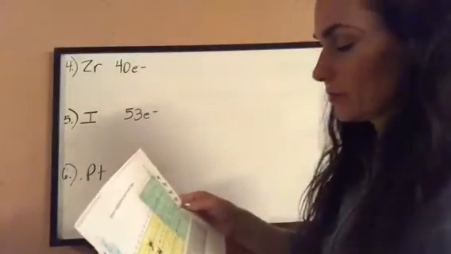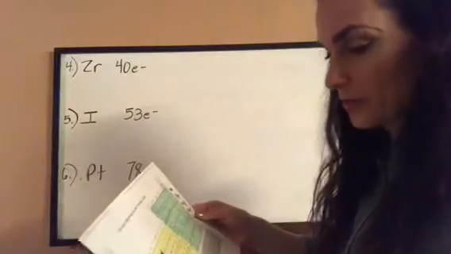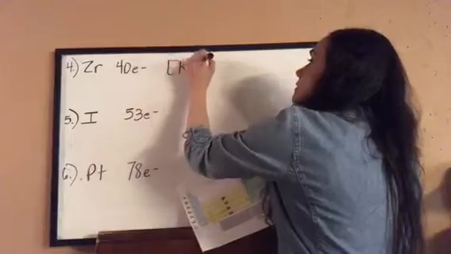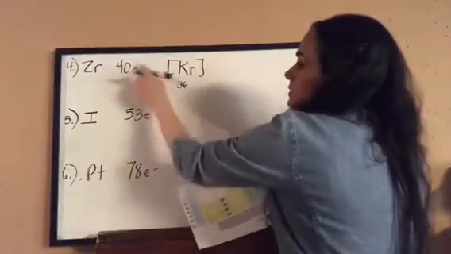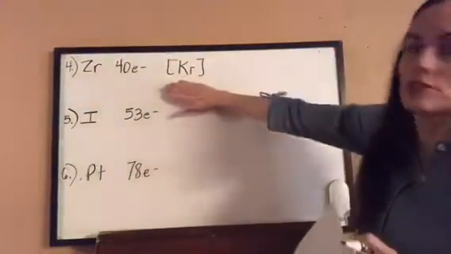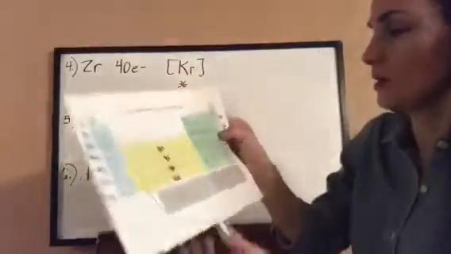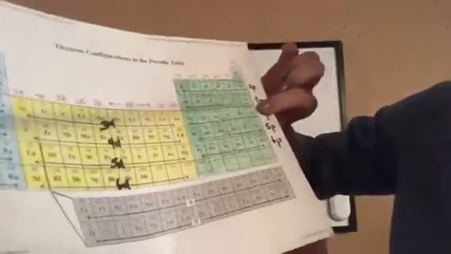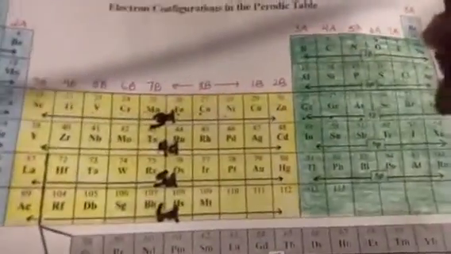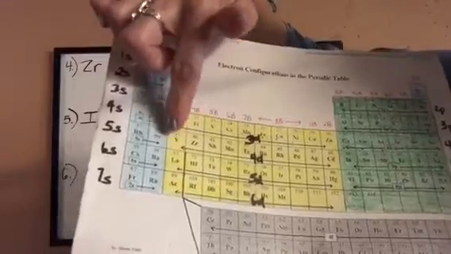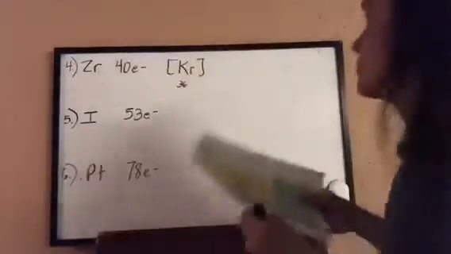The noble gas that precedes zirconium is krypton. That accounts for 36 of the 40 electrons. You don't need to write this here; I'm just showing you that it accounts for 36 of the 40 electrons. So you have krypton right here, and then you have zirconium right there. So you now need to account for 5s2, 4d2.